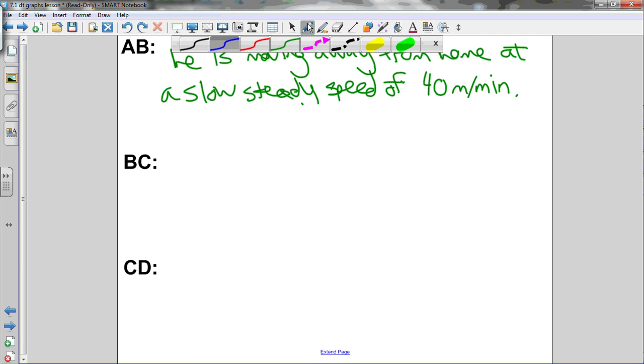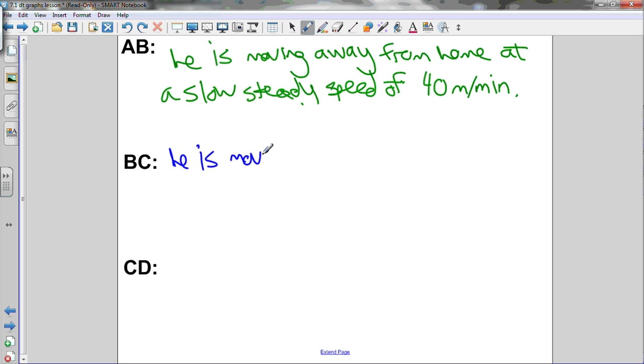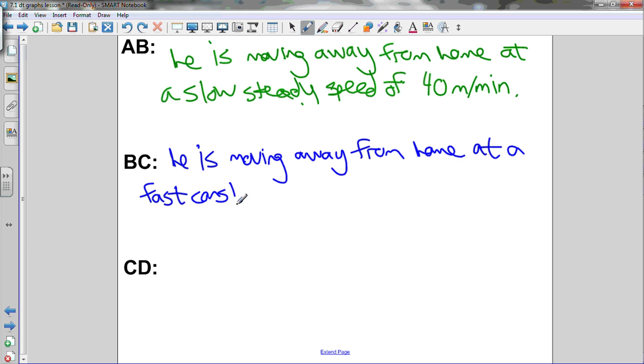But I'll start off. So we'll do this one in blue. Once again, he is moving away from home at a fast, constant speed of, and let's calculate it.